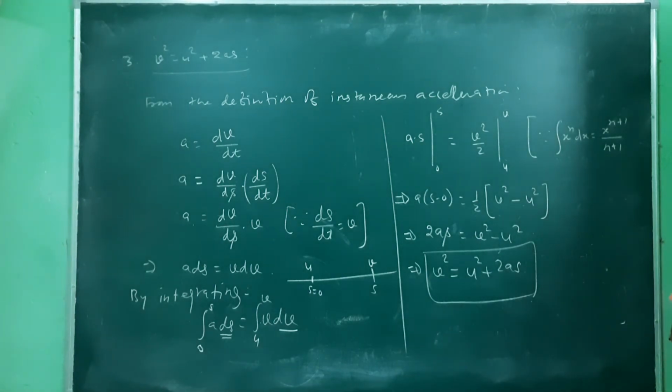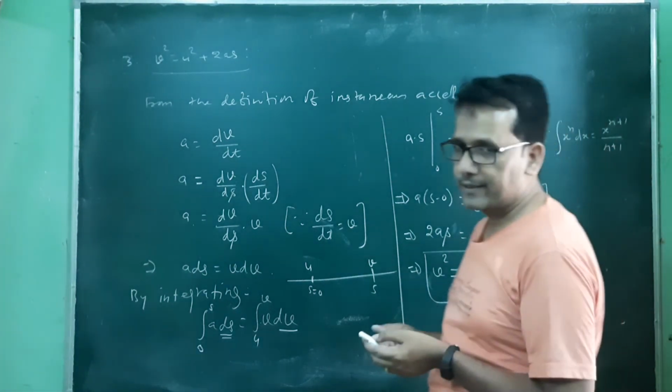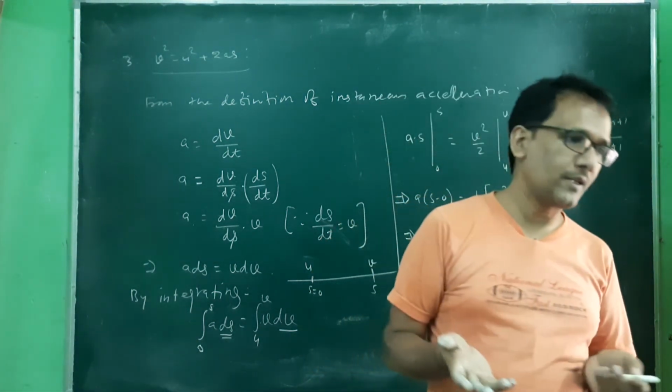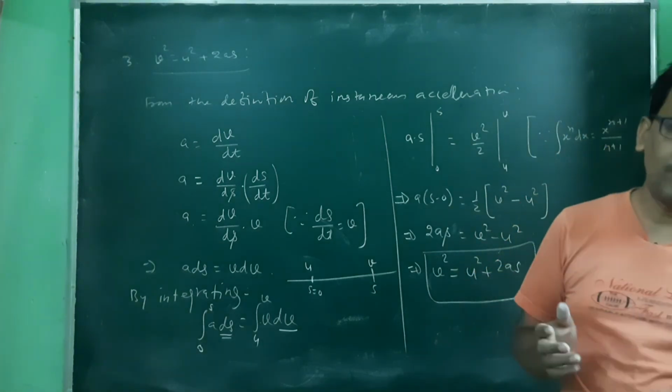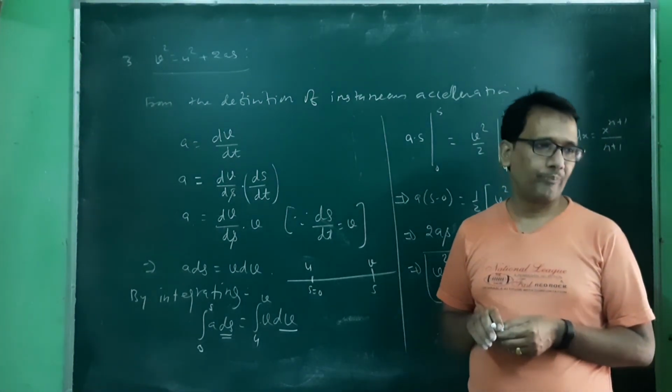Okay, so by using both methods, you can derive these three equations of motion, and the fourth equation is similar to the previous one. We have to calculate the total distance traveled in n seconds and the total distance traveled in n minus 1 second, and just subtract from equations 1 and 2.